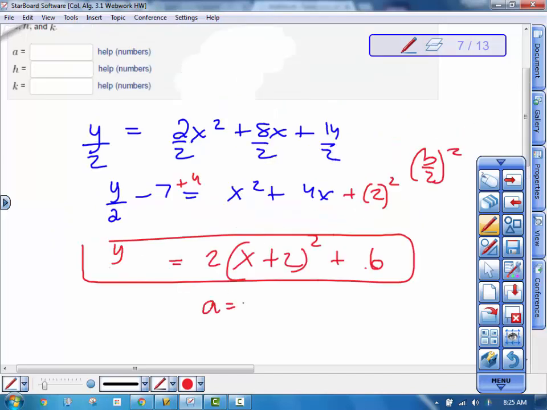So A would be 2, H would be negative 2, right, because this is x minus H, and then K would be 6.